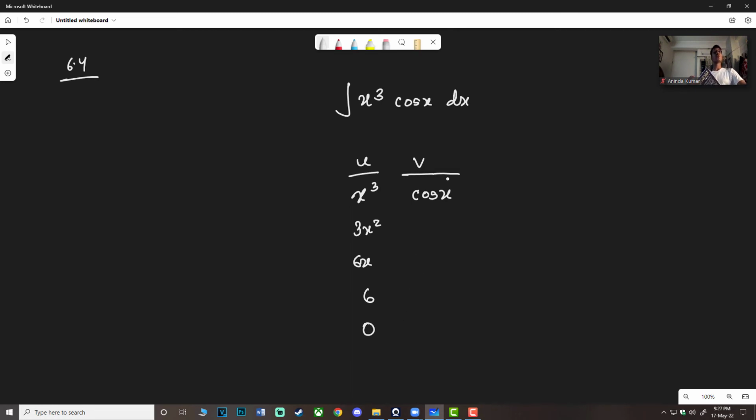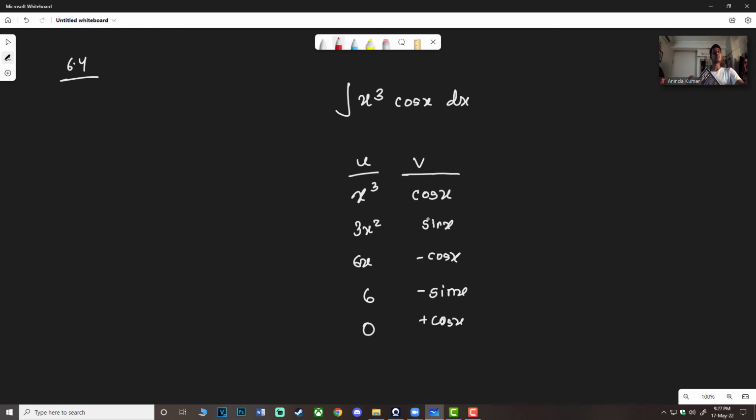However, for v, you will not differentiate, you will integrate. So integrating cos x, we have sin x. Integrating sin x, we have minus cos x. Integrating cos x, we have again minus sin x. And integrating minus sin x, we have positive cos x. And we will stop as soon as we reach this 0 level.